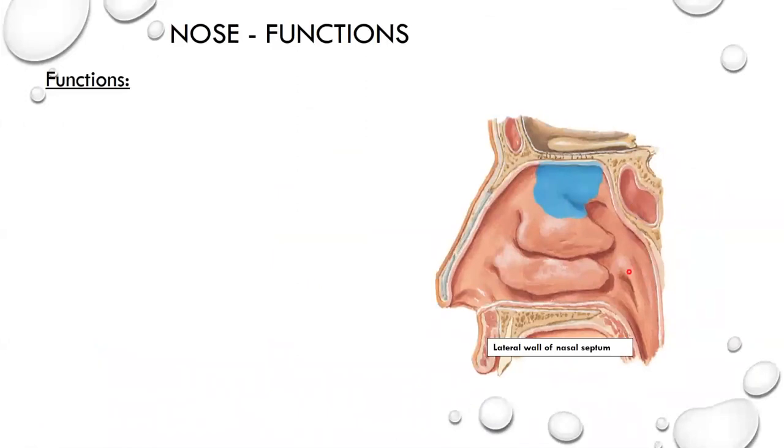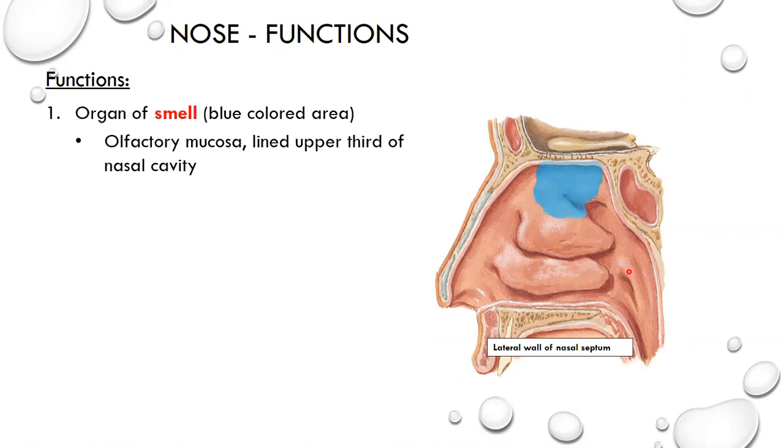Okay, what is the function of the nose? There are many functions of the nose. Basically, just two functions. First is the organ of smell. As all of you know, the nose is an organ of smell. Of all the area in the nasal cavity, the organ of smell occupies the upper 1/3 of the nasal cavity. This is known as the olfactory mucosa.